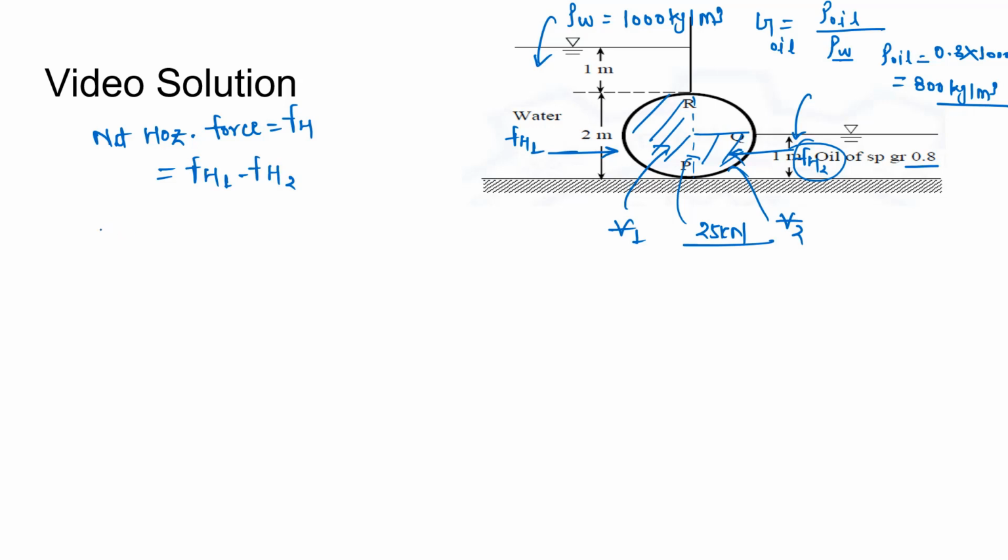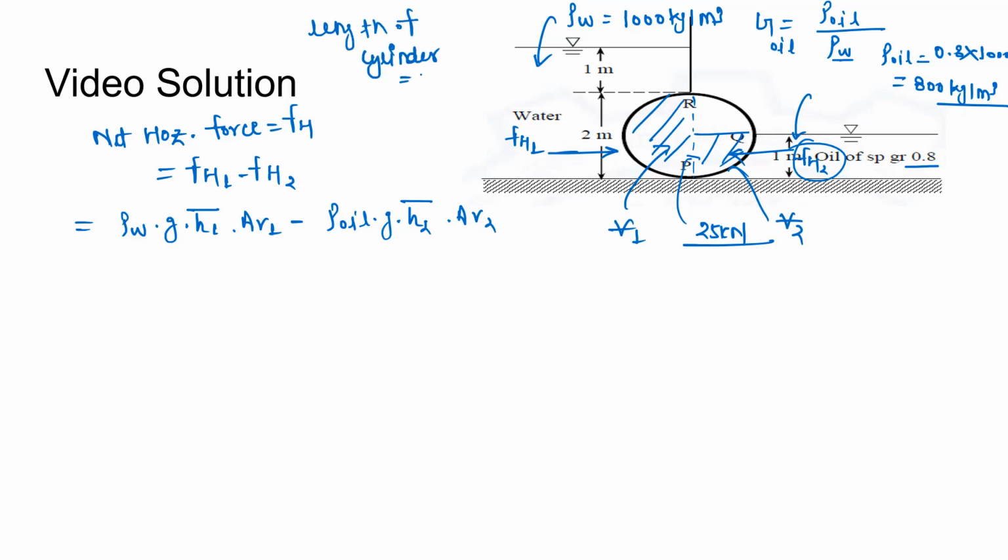So as we know the formula, Fh1 will be rho W into G into H1 bar into Av1 minus rho of oil into G into H2 bar into Av2, whereas Av1 is projected area. We are given total length of cylinder is 3 meters. Now we will put the values here. Rho of water is 1000 kilogram per meter cube.